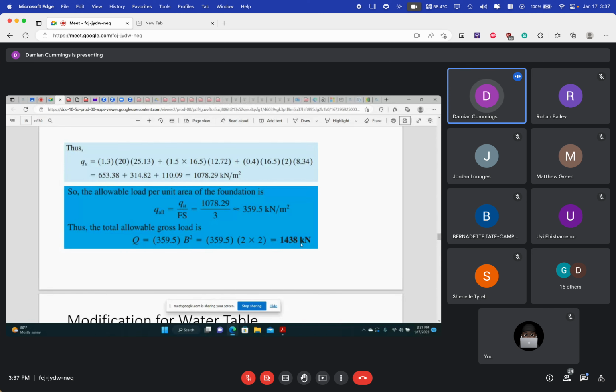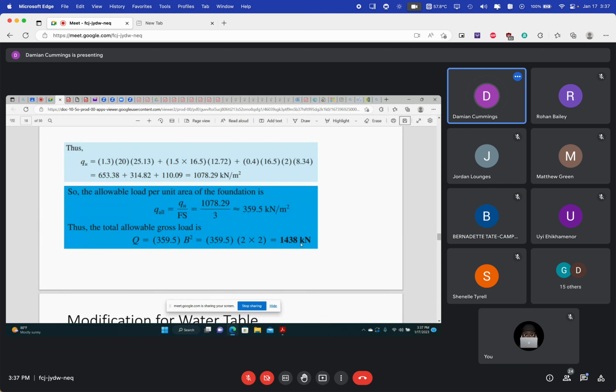And if this column is carrying dead and live load combined, 2,000 kilonewtons, right? I would need to adjust the parameters of this foundation. I may need to increase, for instance, the width of the foundation. Say I increase the width to 3 meters by 3 meters. Because my column load is much larger than 1,430. My column load is 2,000. So I increase to 3 meters by 3 meters when I do my design.